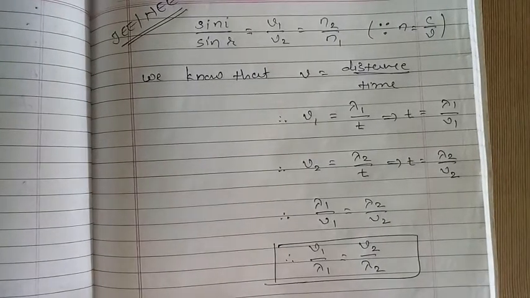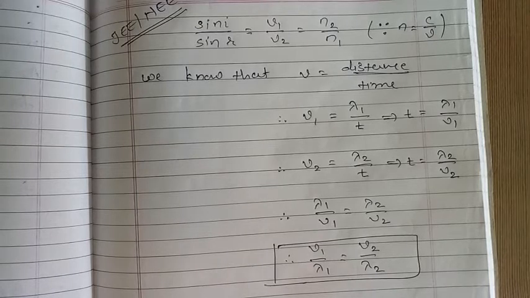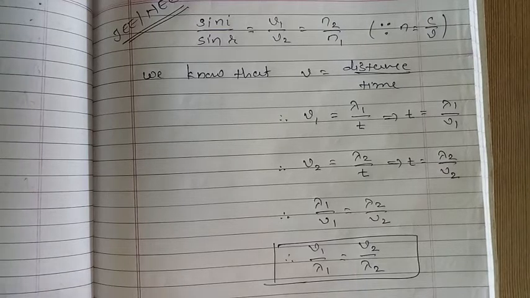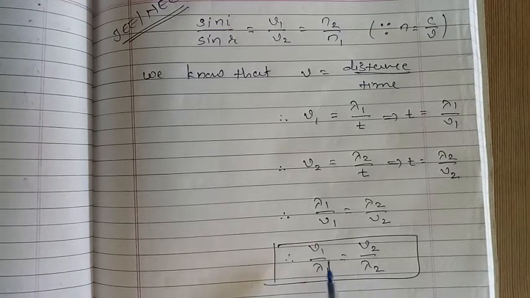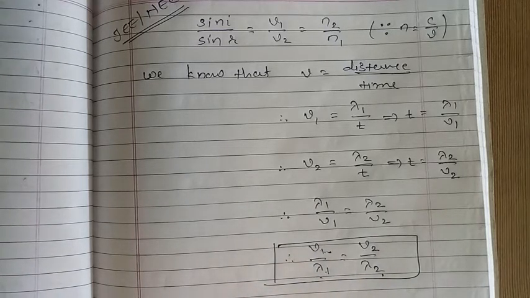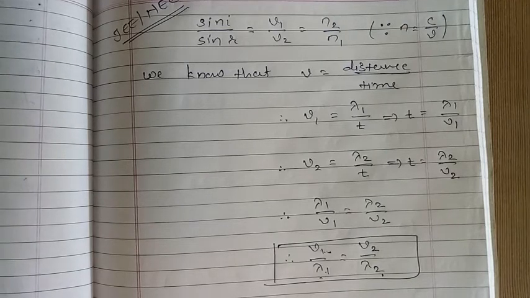You have to remember this equation; it is very useful in your examination. The equation is V1 upon lambda 1 is equal to V2 upon lambda 2, or V1 upon V2 is equal to lambda 1 upon lambda 2. This is the relation between velocity and wavelength lambda. Okay, thank you.